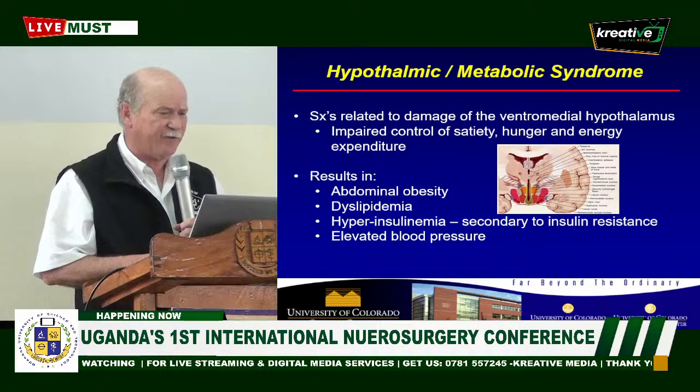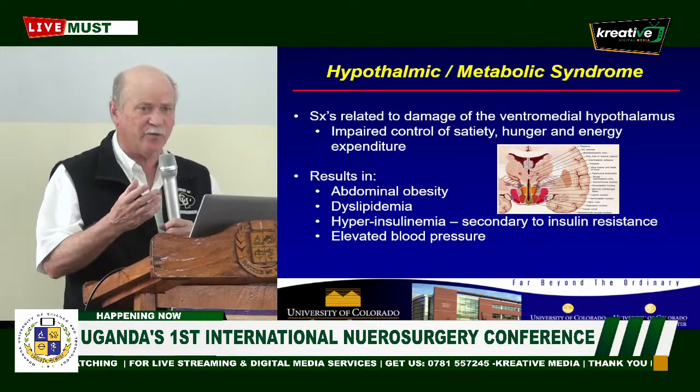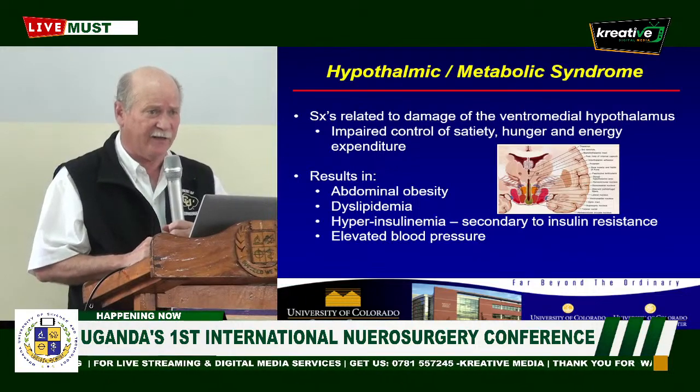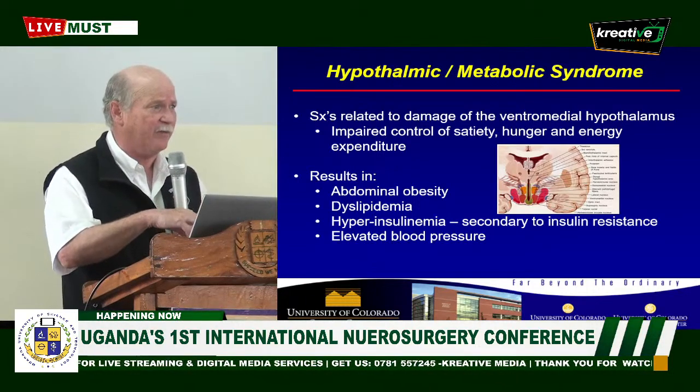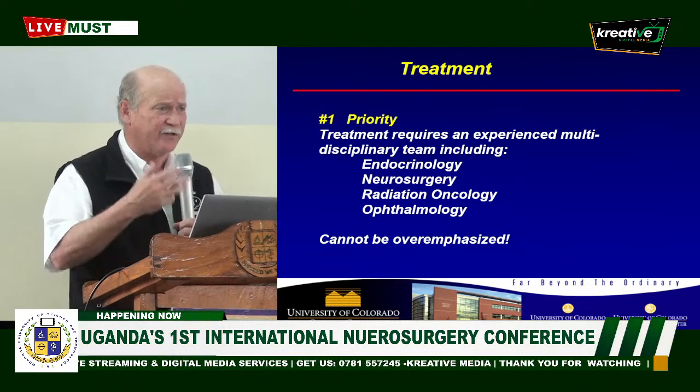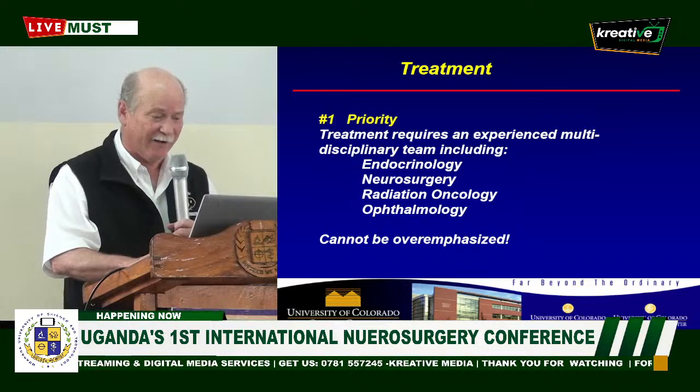So what's the treatment? This is one tumor where I think you really need to have a multidisciplinary team dealing with it. It's not only the surgeon's problem. In kids, it's your pediatrician. In adults, it's your neurologist, your neuro-ophthalmologist, and your endocrinologist.